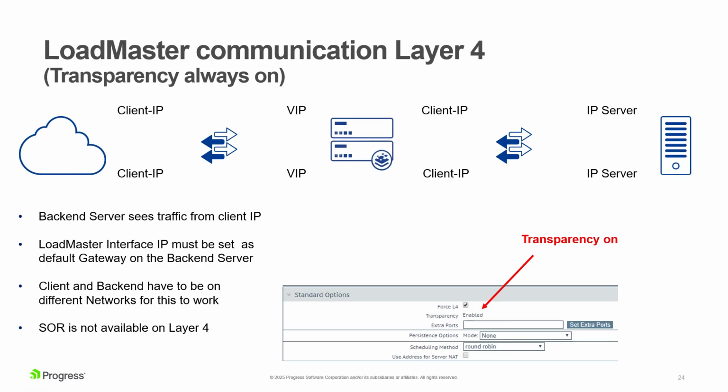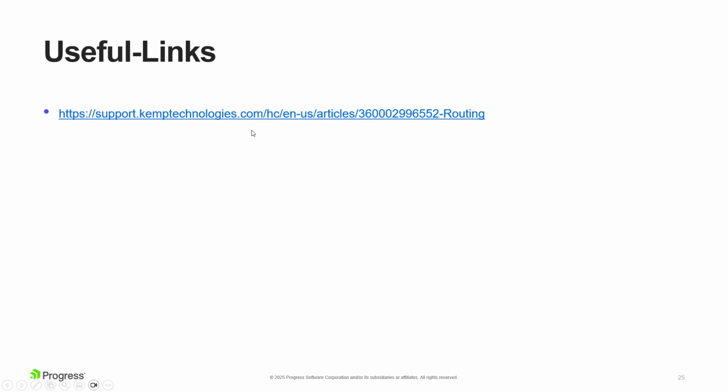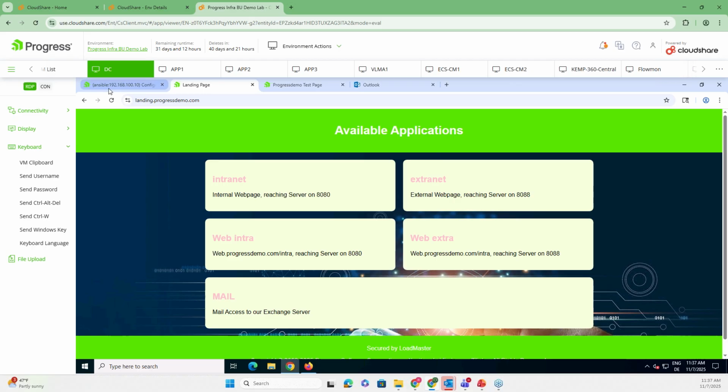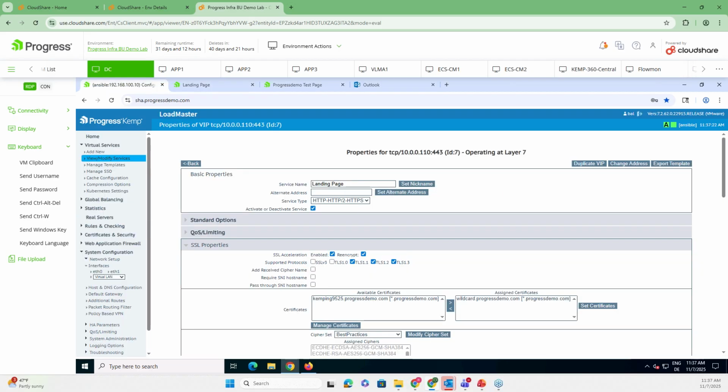Obviously, this is asynchronous routing, and then the client will drop the packet. So not a situation you want to be in. So that's why client and backend cannot be on the same network. They need to be on different networks for this to work. Now, if they are on different networks, the target server will then use its default gateway to connect back to the client, okay? And if it does that, it will also be dropped.